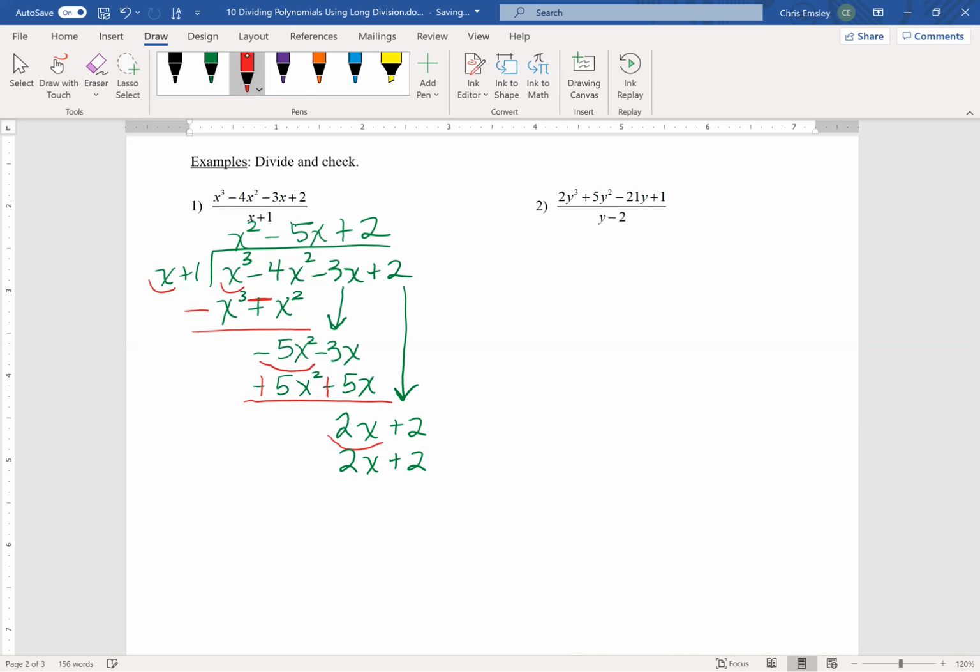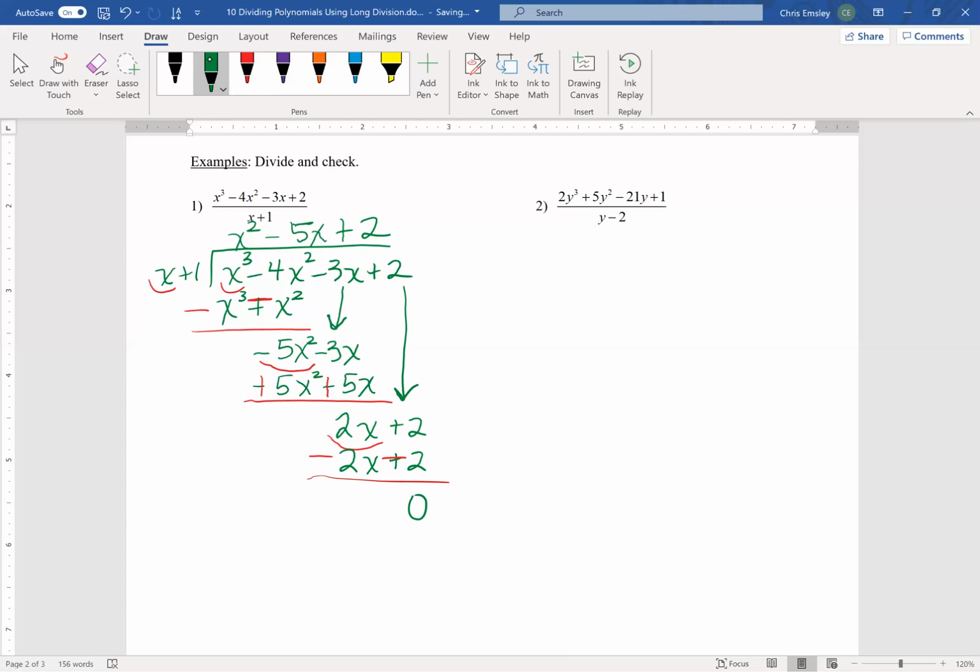To subtract, draw your line and change your sign. 2x minus 2x is 0. 2 minus 2 is 0, so this one does not have a remainder. The remainder is 0. So this will be a nice one to check. Make sure we didn't make any mistakes.